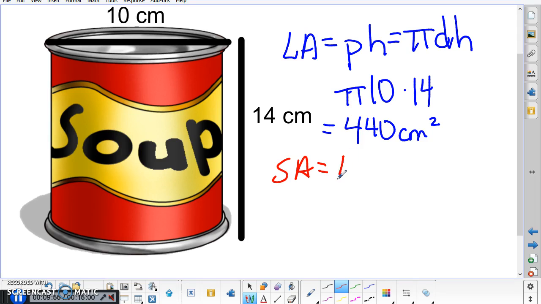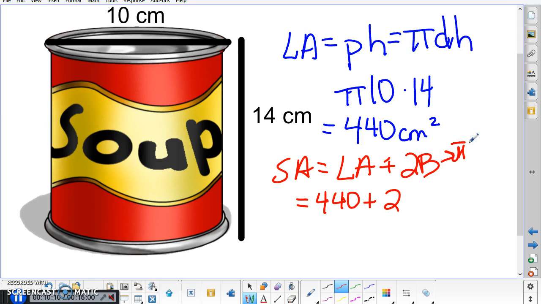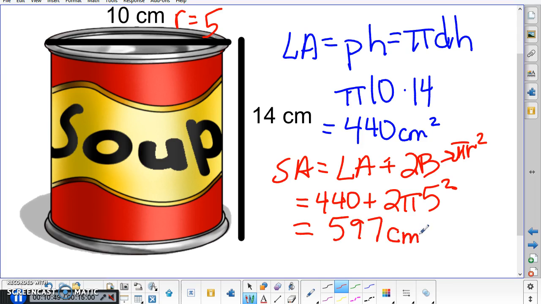Now let's go to the surface area. Surface area is going to be the lateral area plus 2 of the bases. We already have our lateral area, 440. Now we need to do 2 times the base, which is pi times the radius squared. So we have 2 times pi. Now the radius, we don't have that. But if we start with 10, the radius has to be 5. So 2 pi times 5 squared. We can put that all straight into our calculator. 440 plus 2 pi 5 squared. We're going to round to the nearest whole number again. 597 centimeters squared.